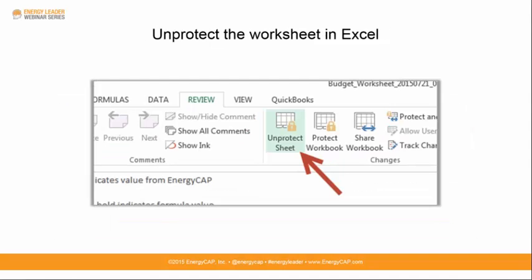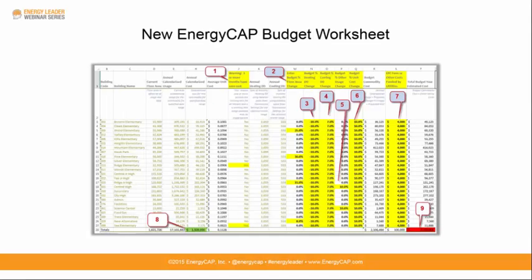Okay, so we've exported the data to Excel, or I should say EnergyCAP has automatically created an Excel spreadsheet for us. We have to unprotect the sheet, first of all. When we create it, we protect it just to protect you from yourself. And this is what the sheet looks like. So let me point out the most important aspects of it per the numbers.